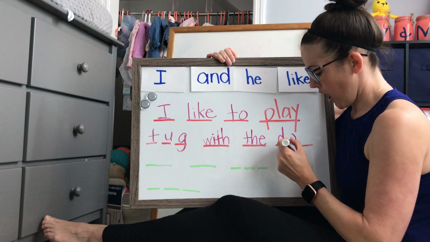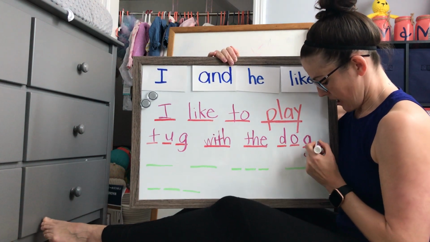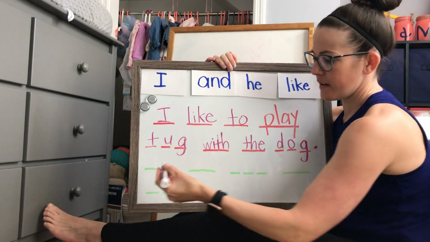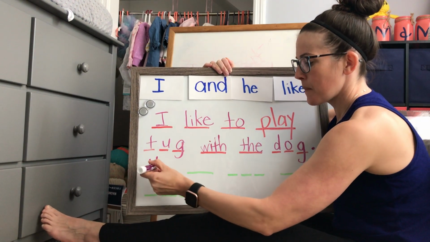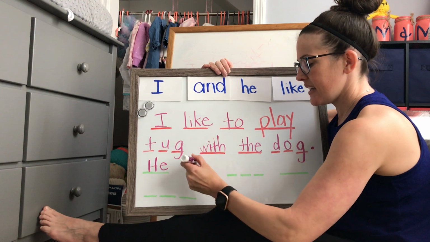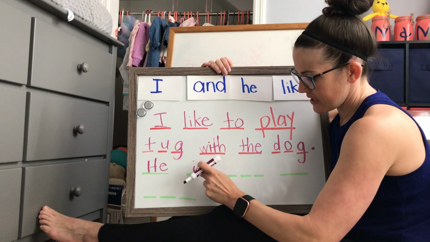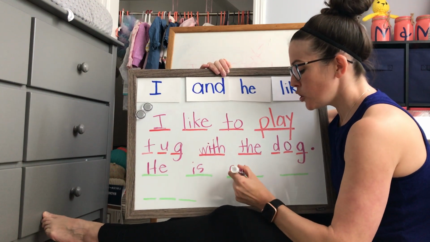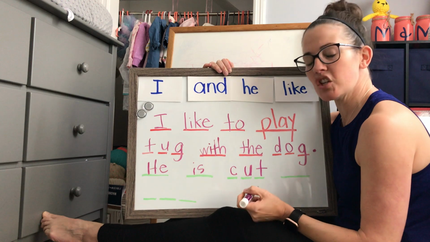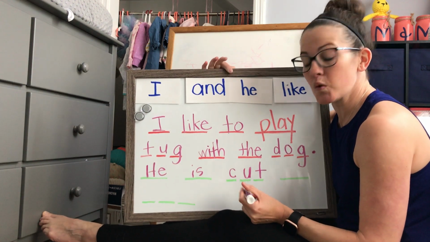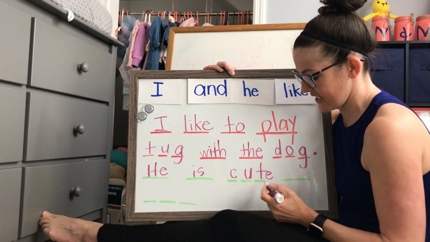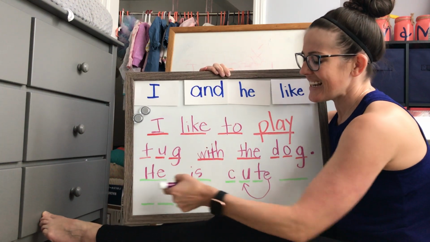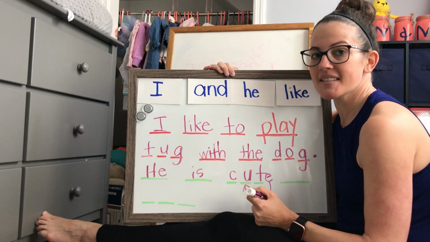D-O-G. I'm going to use a period. He is cute and fun. He is, whoops, that was a little sloppy. Cute. Is the U saying its name? Cute. It sure is. So I am going to add sneaky E because that's what makes the U say its name. Otherwise, this would say he is cut. Does that make sense? No.